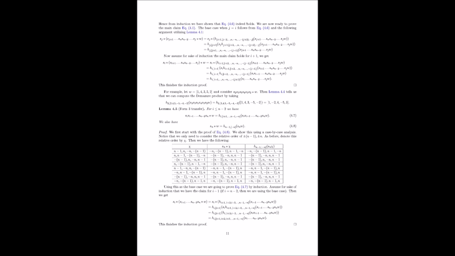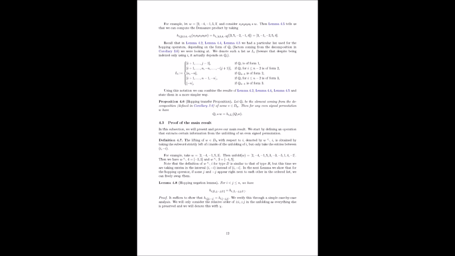So then they introduce this lifting operation. It extracts information from the unfolding of an even signed permutation. It takes the subword of W's unfolding strictly left of i, but only entries in I. So you're focusing on the relevant parts of the unfolding. Yeah, the parts we need for the hopping operation.